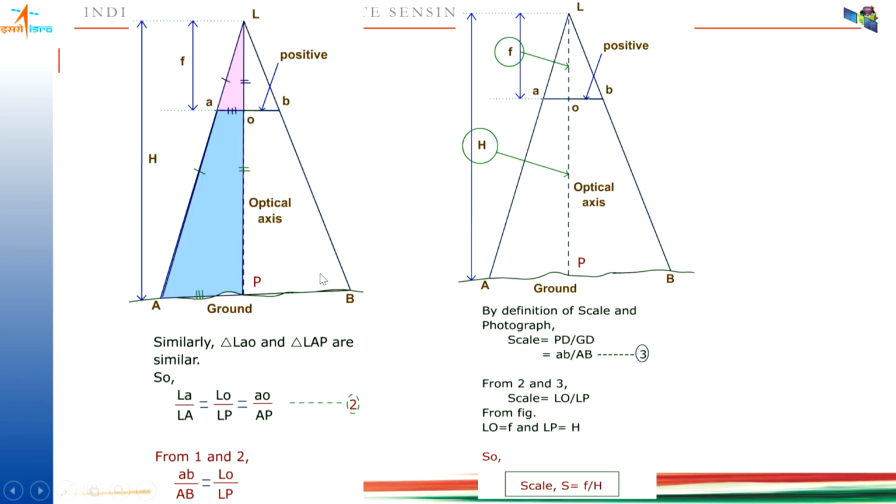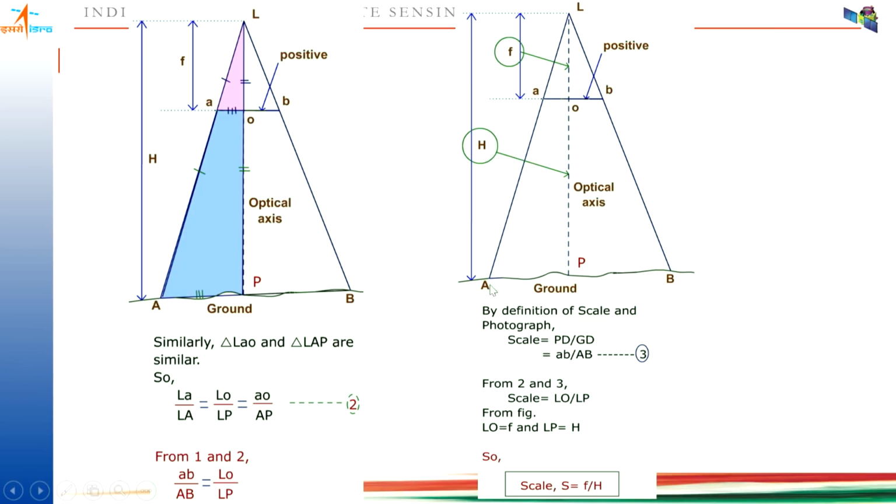So the derivation, step by step instructions are given here for the derivation. You can once again revisit this derivation. It is a very simple one, just by making these similar triangles. Okay, so now here what is the main issue? We are taking capital H as flying height above the ground.